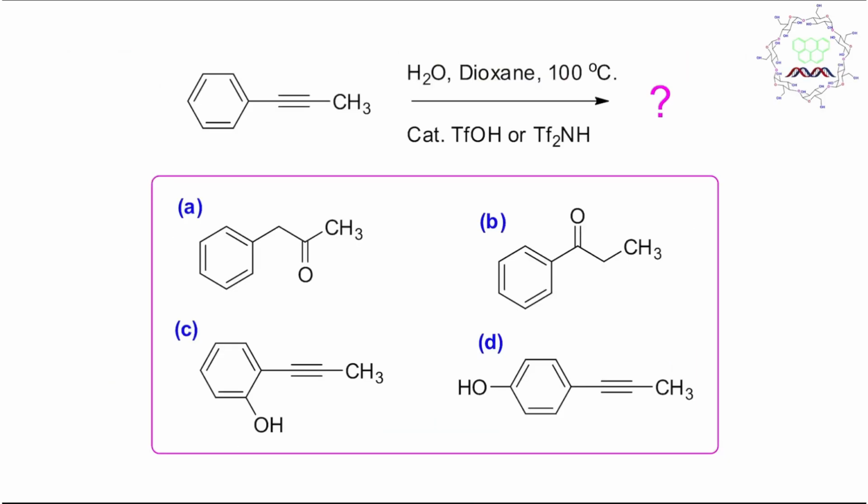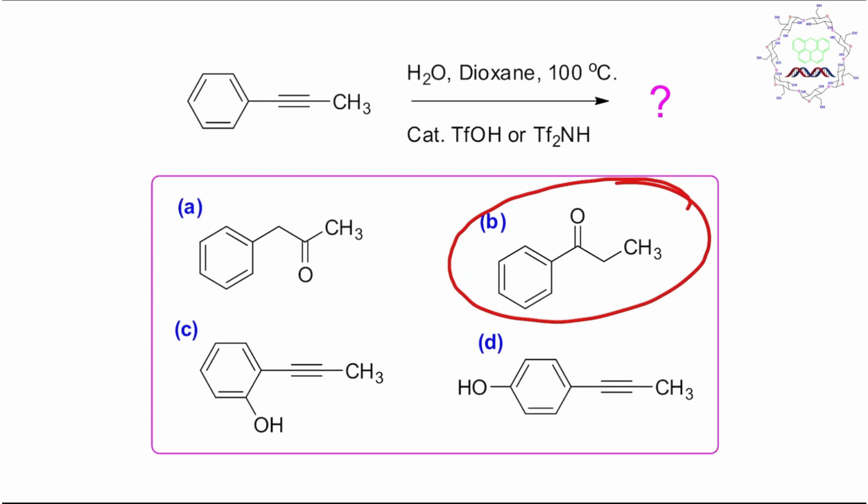So in conclusion, what is the right answer here? In this case, the right answer is option B. Now the question is, student, if this question appears in your exam, how can you come up with the right answer in less than 30 seconds?